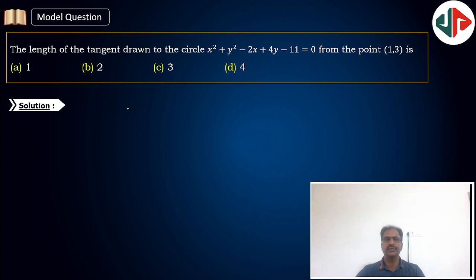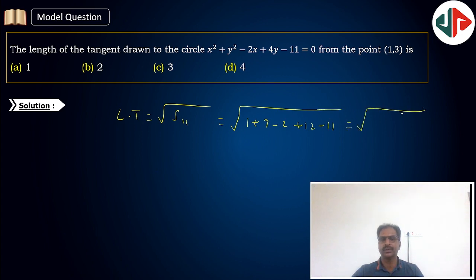Next, the length of tangent drawn to the circle from a point. The formula for the length of tangent is root of S11. That is equal to root of, substitute the given point in the circle equation, 1 plus 9 minus 2 plus 12 minus 11. So this is under root 9, which is 3, matching the options.